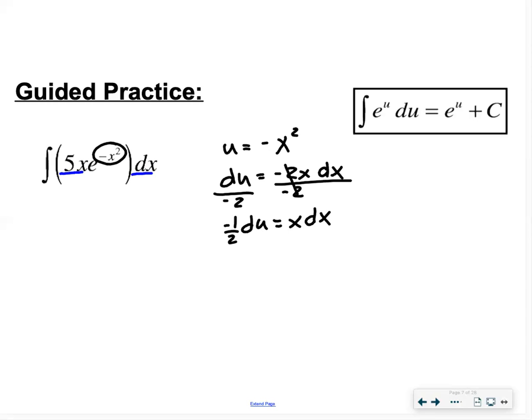And that's just going to get us one step closer. So if I multiply that by 5 on both sides, that'll get me to 5x dx. That's what I want. Okay, so if I rewrite this, this would be the integral of, it'd be -5/2. Let's pull that out front. -5/2 u du.